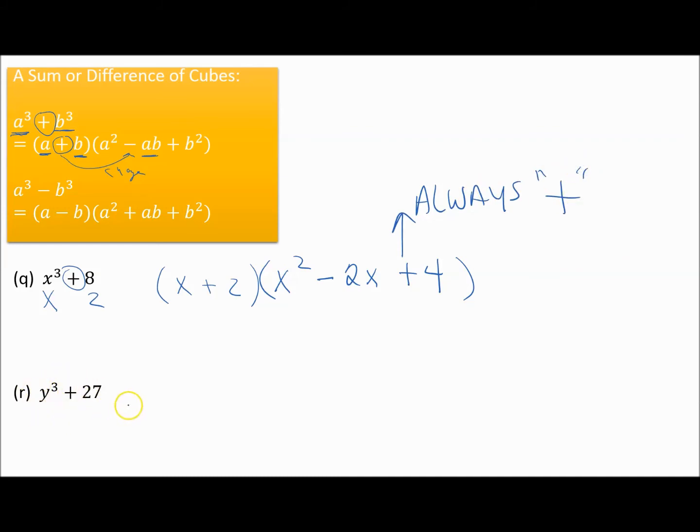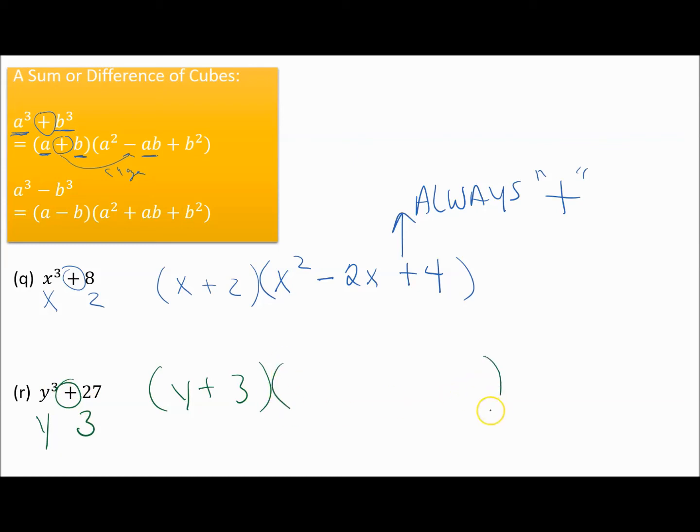Notice this is another plus problem. And let's see if it'll even work. So the cubed root of y to the third is y. What's the cubed root of 27? Well, 3 times 3 times 3 is 27, right? So the cubed root of 27 is 3. So remember, your first set of parentheses is the short set. And you just do each of the cube roots there with whatever operation you started with.